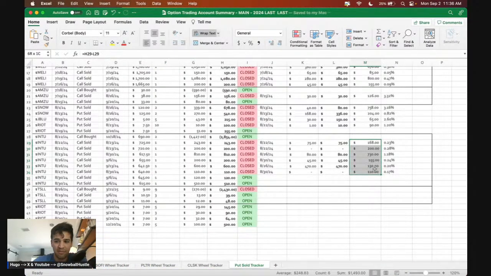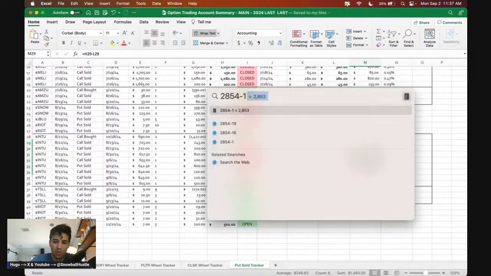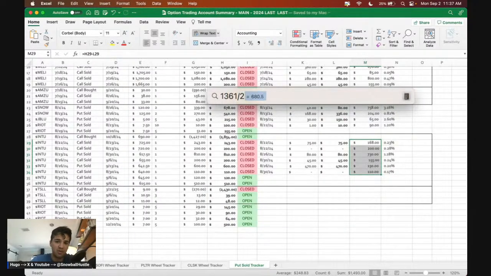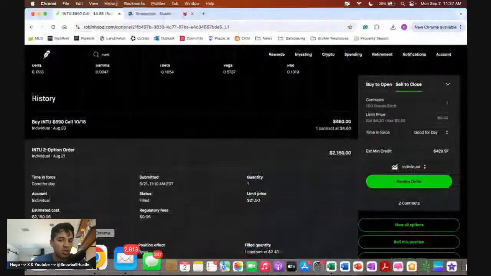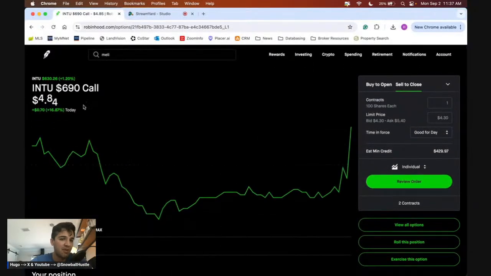So the idea right now is, look, I've collected $1,500 worth of premium, right? My total cost basis for both of them is $2,854. So if I take $2,854 and I take away what I've already made from it, I have $1,361. $1,361 divided by 2. That means that right now my break even on those call options is $680. You see, so you can see how I took a $2,300 loss from that option losing value to now generating a $680 break even point on the call.